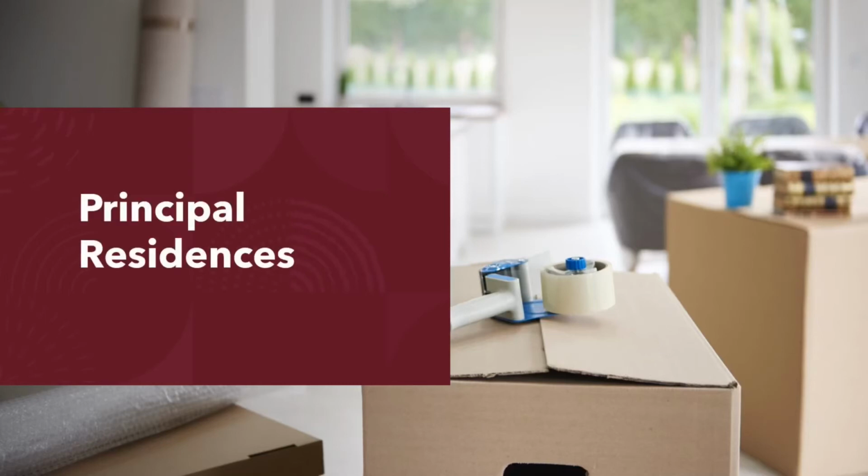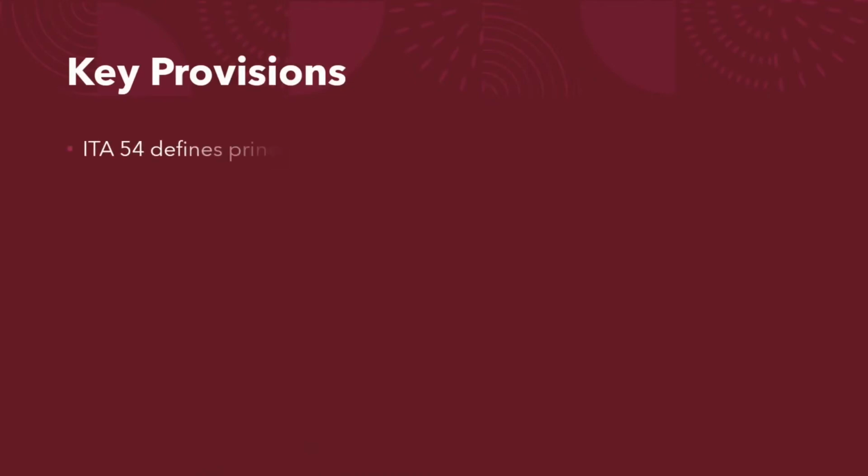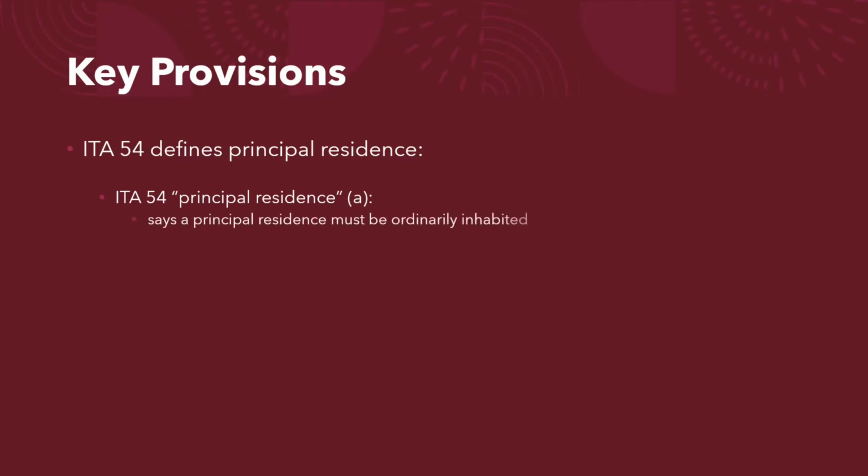In this video, we're going to be talking about principal residences, specifically the gain reduction formula. But before we get to that, let's look at some key provisions. We're going to be looking inside of ITA 54 for the definition of principal residence. If you go there, you'll see it's pretty involved and there are a number of paragraphs. We focus on paragraph A in our intro course, which essentially says that a principal residence must be ordinarily inhabited.